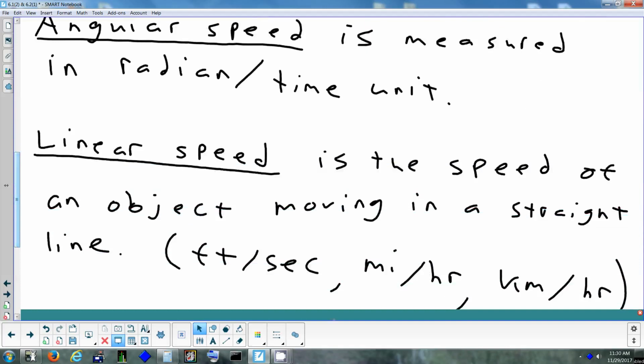So comparing that to linear speed, that's the kind of speed you think about, like driving in your car. You don't pay attention to your tachometer to make sure you're not speeding. You don't look at your RPMs. You look at your linear speed. Okay, miles per hour, feet per second, kilometers per hour.